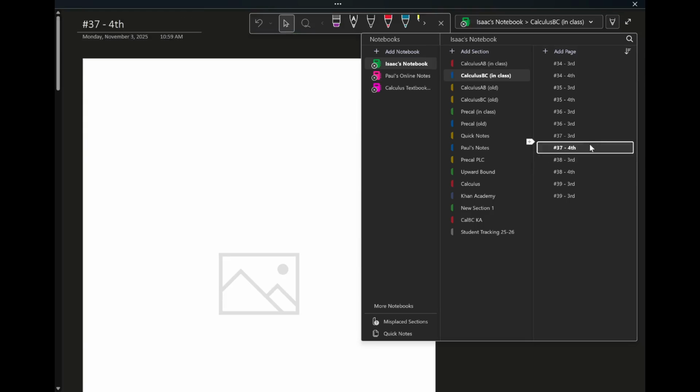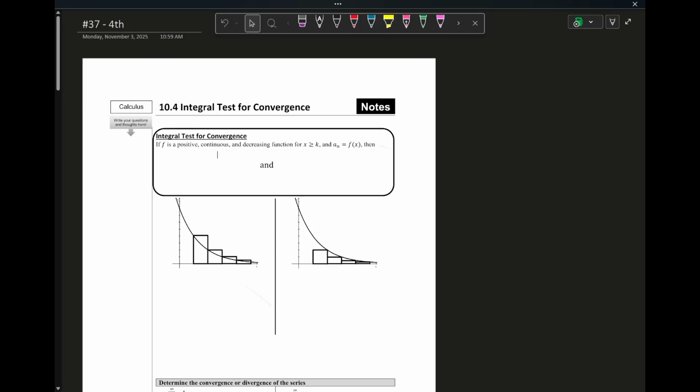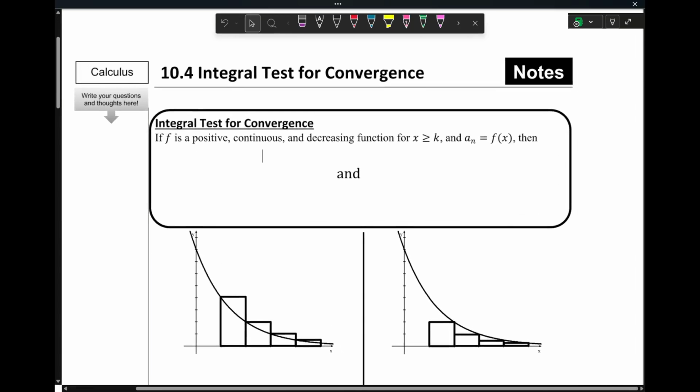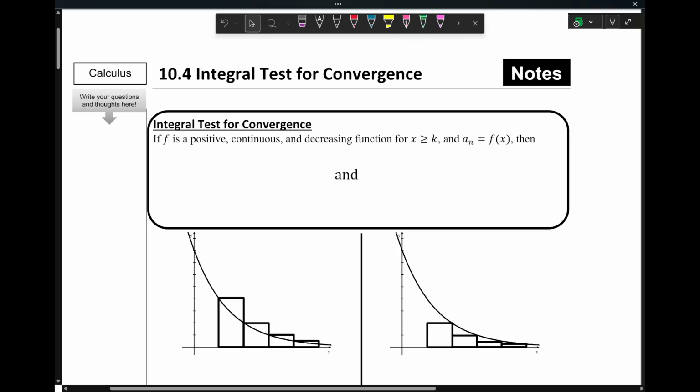Okay, so 37, integral test for convergence. For this one, we do also need to do this proof in the middle, and most of the time I tell you guys that the proof is good for you to see, and sometimes it can help you understand why something works. I can tell you that some of the questions on today's practice are based on parts of the proof. So make sure you put in your best effort there.